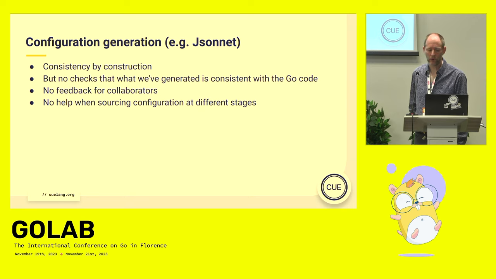But this approach generally has some limitations. It's hard to know that what we've generated is truly consistent with what our Go code expects. We haven't got an explicit representation of the schemas involved, meaning it's harder to collaborate with other people and other services. Perhaps they might be written in other languages. All the configuration is generated at one time, but we don't necessarily have all the information at that time. Again, secrets, a good example of that. We'd like to have assurance for that too.